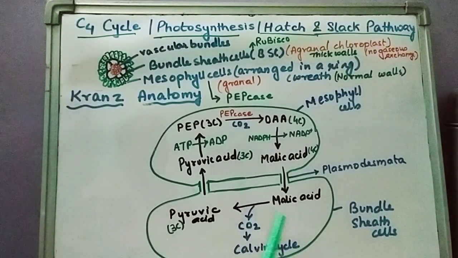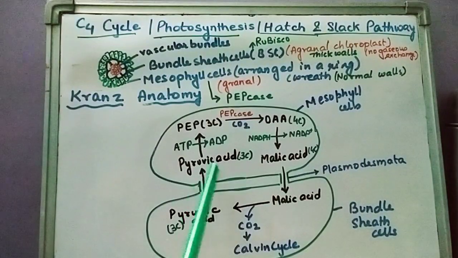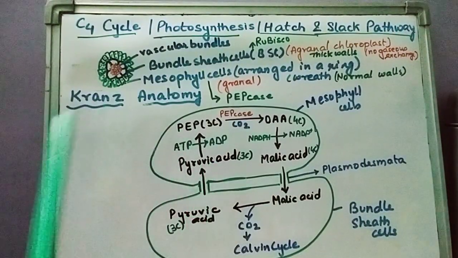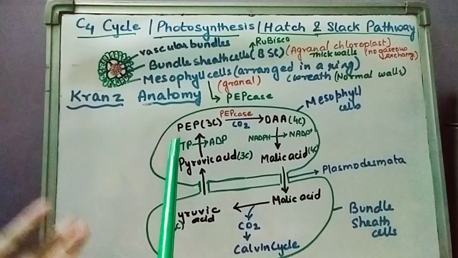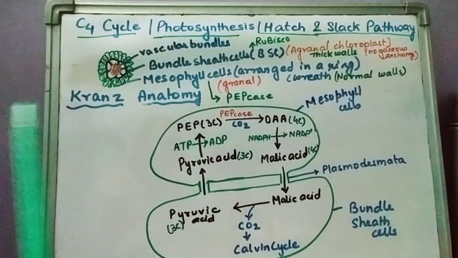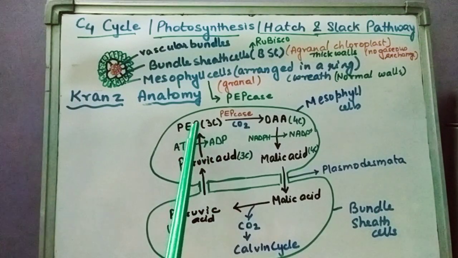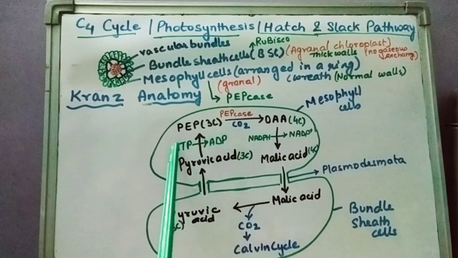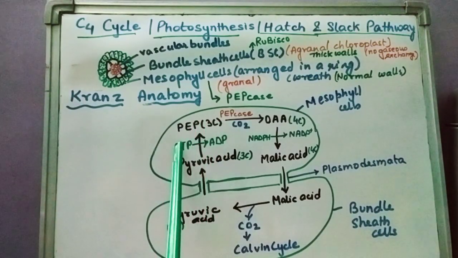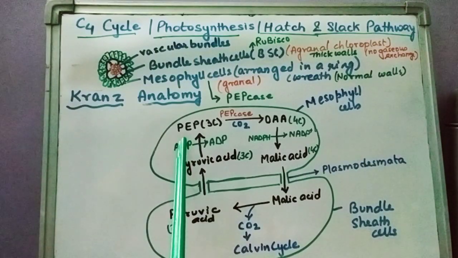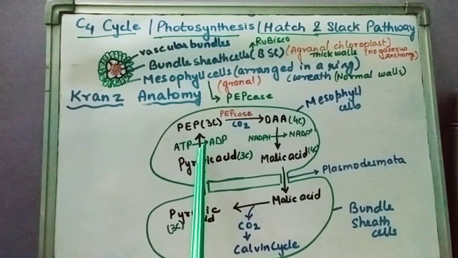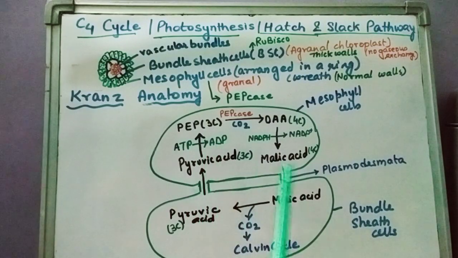And a 3 carbon compound comes out from here, that is pyruvic acid is formed again, and it travels back to the mesophyll cells for the regeneration of phosphoenol pyruvate. So this was the cycle where from pyruvic acid, phosphoenol pyruvate is formed with the help of the energy which comes from ATP, which produces the energy by breaking down of the ATP.